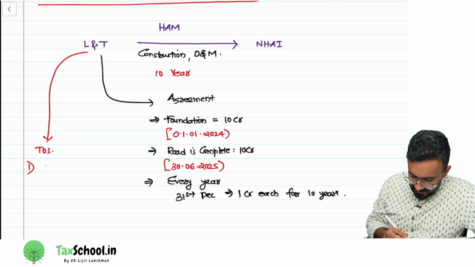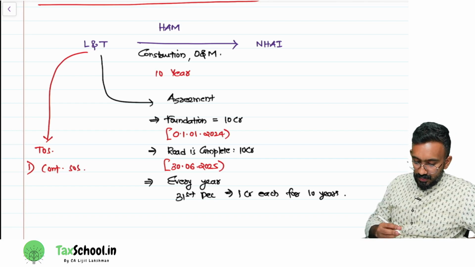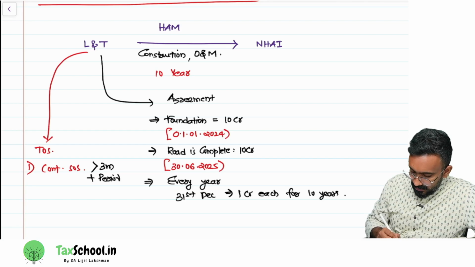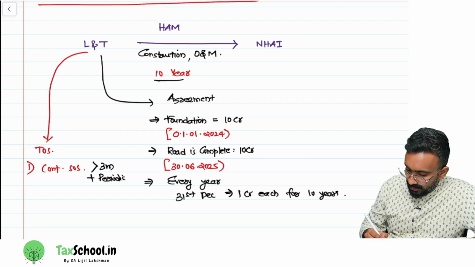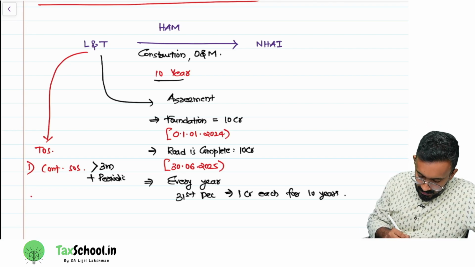First, I have to write this is a continuous supply of service in my examination. Because what is continuous supply of service? Service for more than 3 months, and it involves what payment? Periodic payment. Of course, this is 10 years, periodic payments are made. It is a continuous supply of service. Then I have to look at what is the due date.